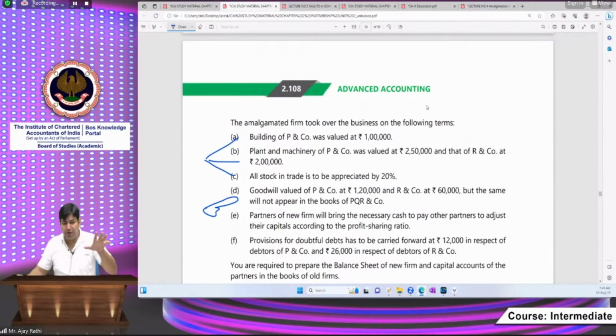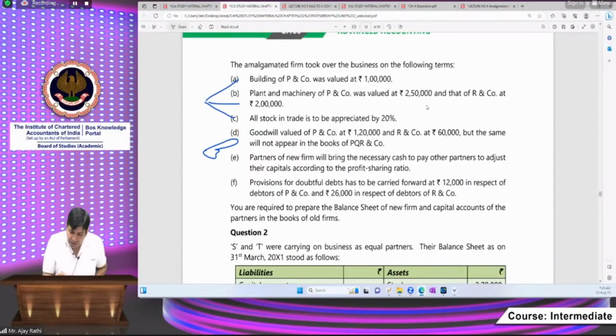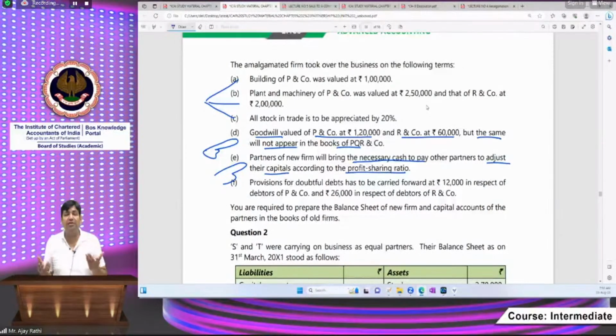Okay, I am moving to the chat box. Don't worry. Please wait for a minute after clearing all these questions. So the question is saying goodwill is there in P and company and R and company, but the same will not appear in the books of the firm. All the kinds of questions are the same. Okay, beta. Partners of the new firm will bring the necessary cash to adjust their capital according to the profit loss ratio. Same will be the case. You will be totaling the capital and distributing the capital in the profit loss ratio.